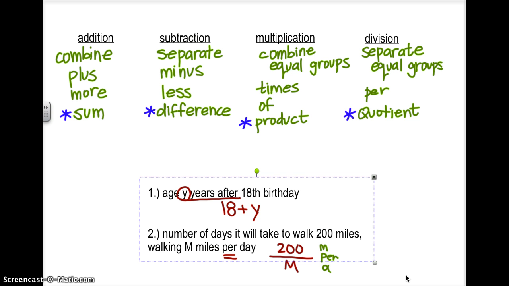Okay, so these words clue you into how you want to treat different problems. Take the words, write algebra. Words say age Y years after 18. Algebra says 18 plus Y. Words, algebra.